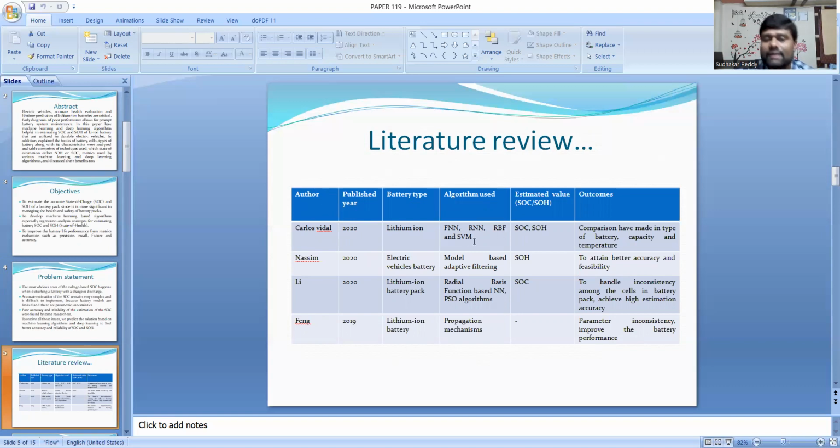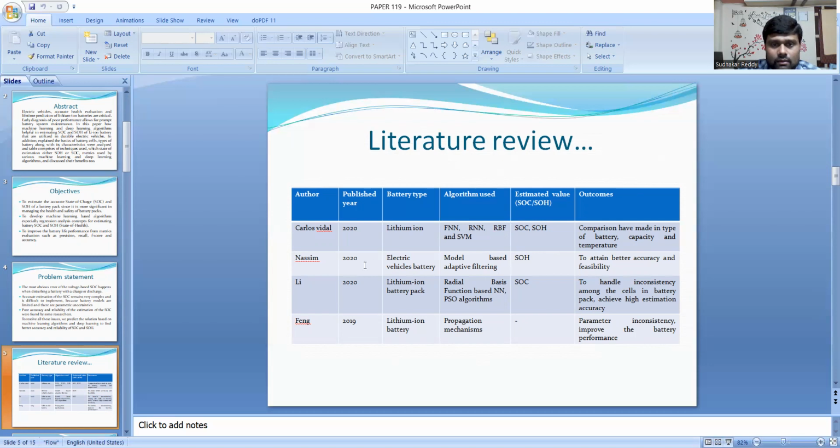So what is the FNN? Feed forward neural network. Next one is the recurrent neural network, RBF, radial basis function algorithm, and the SVM, support vector machine. So it uses four algorithms. The estimation values are the state of charge and also state of health. The outcome of the paper is a comparison made across type of battery, capacity, and temperature.